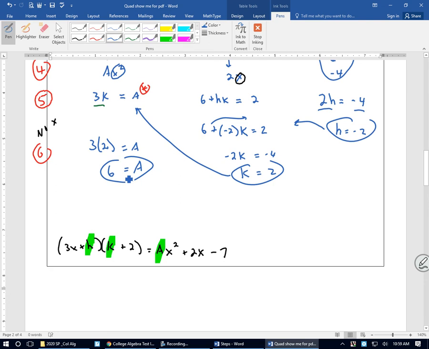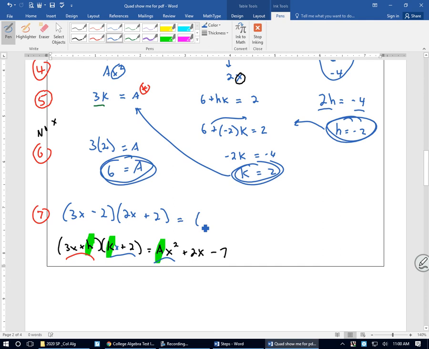And let's rewrite the problem, line 7, using those values. I have 3x plus h. H was -2. You could write plus -2. I just wrote -2. Now I have kx plus 2, and the problem equals ax squared plus 2x minus 7.